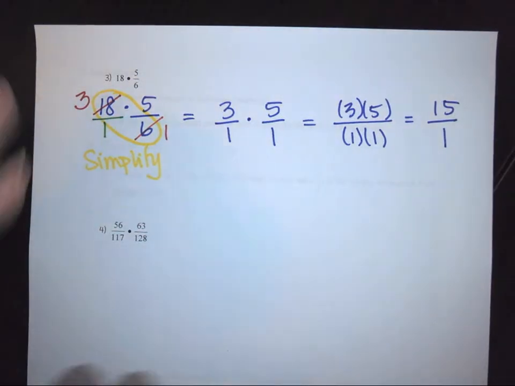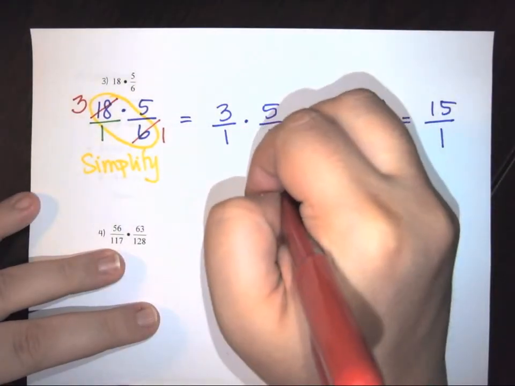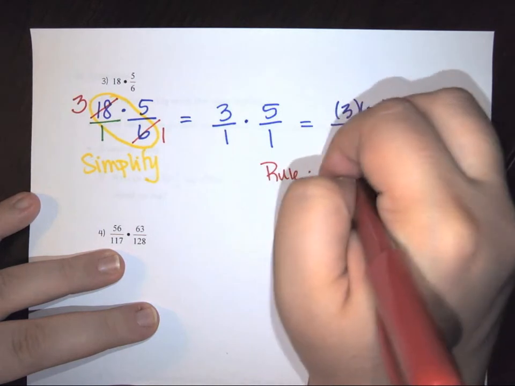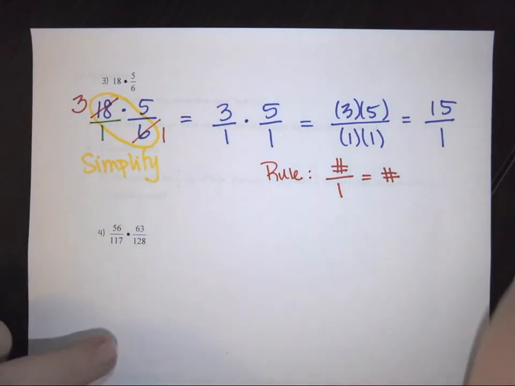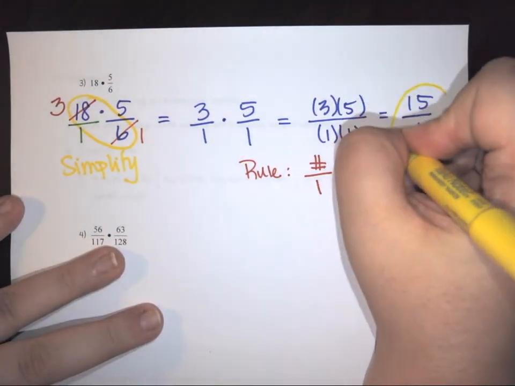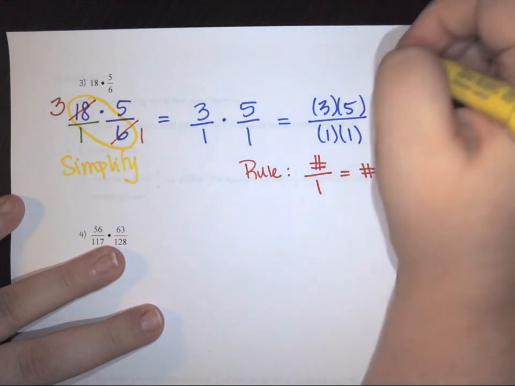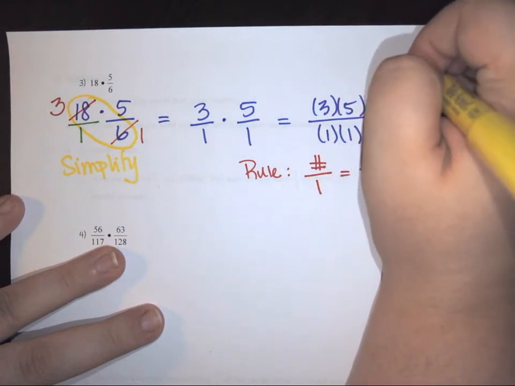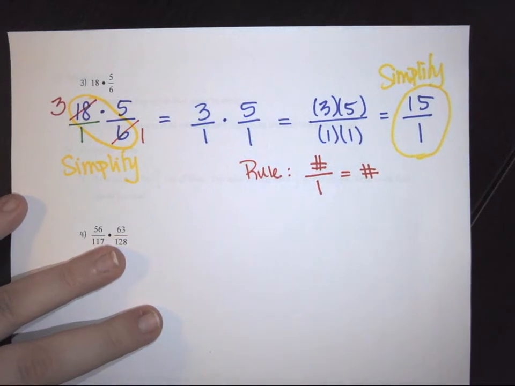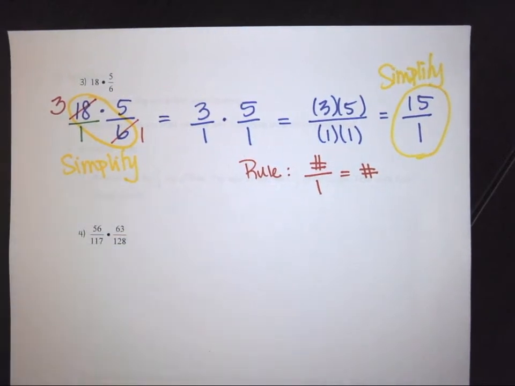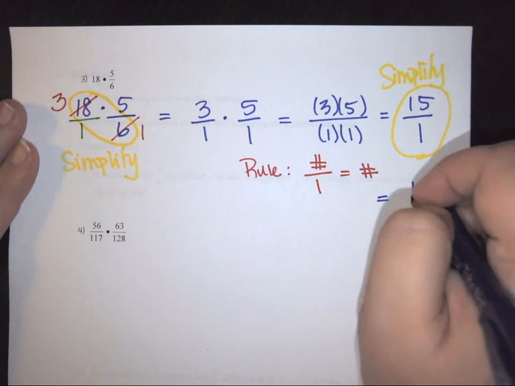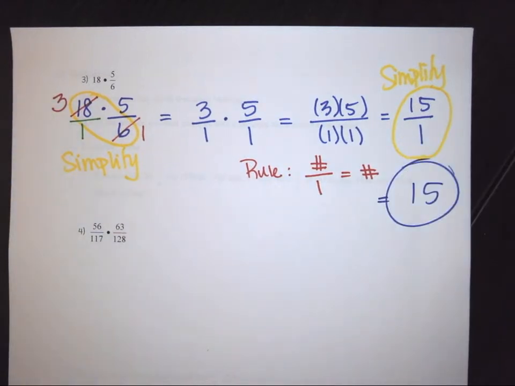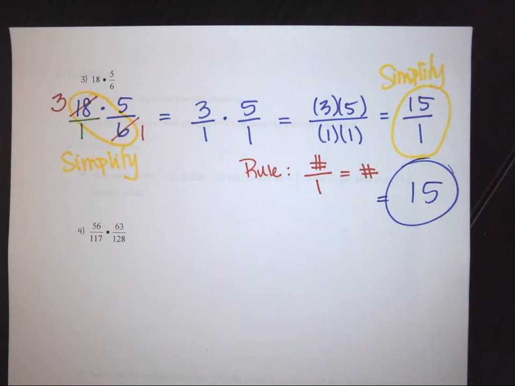But remember, we have a rule, and that rule says any number over 1 is the same as that number. So therefore, I have to take this fraction one more time, and I have to simplify. So in order to do that, it says simply apply that rule. 15 over 1 is going to then become 15 as the result. And thus, that is the answer. Okay?